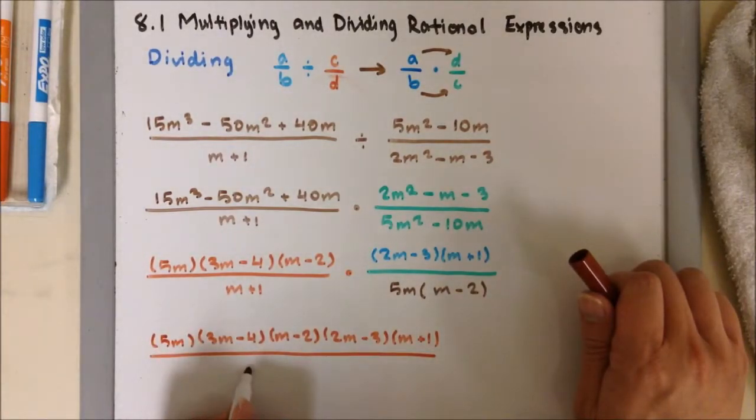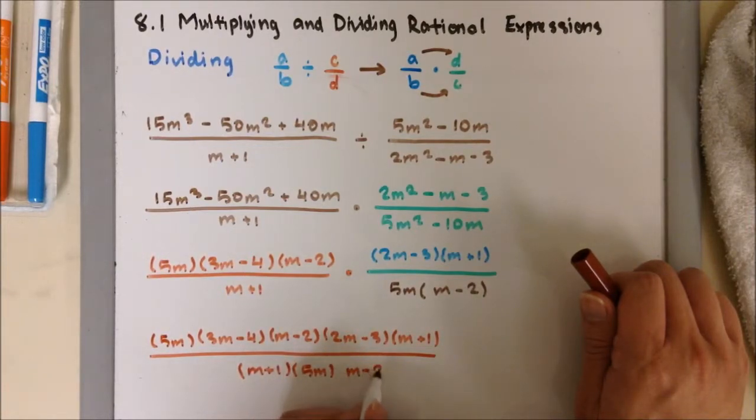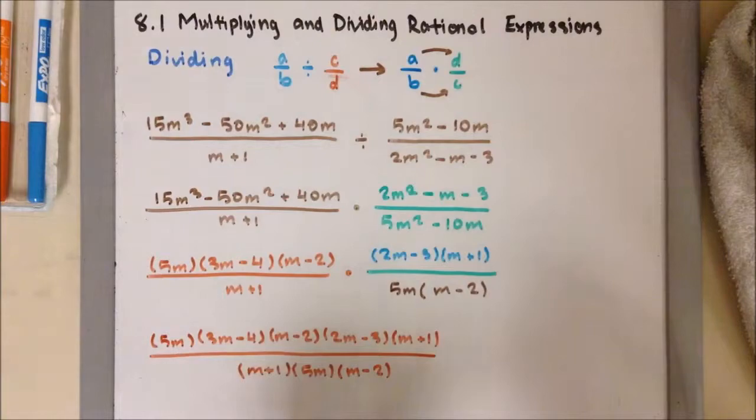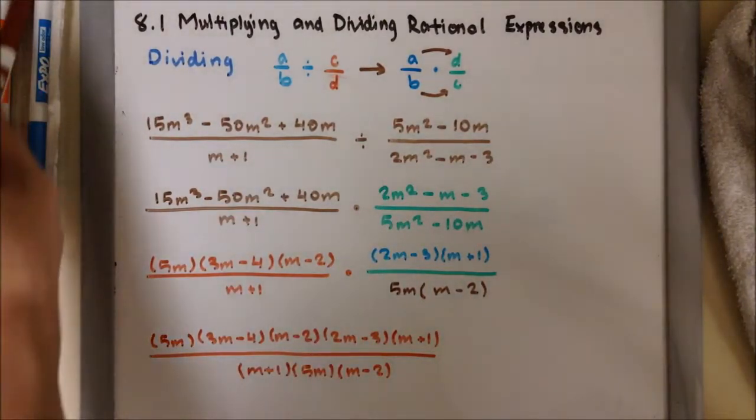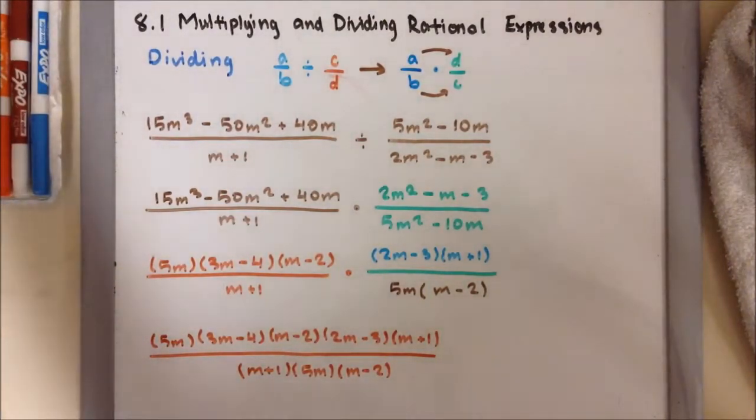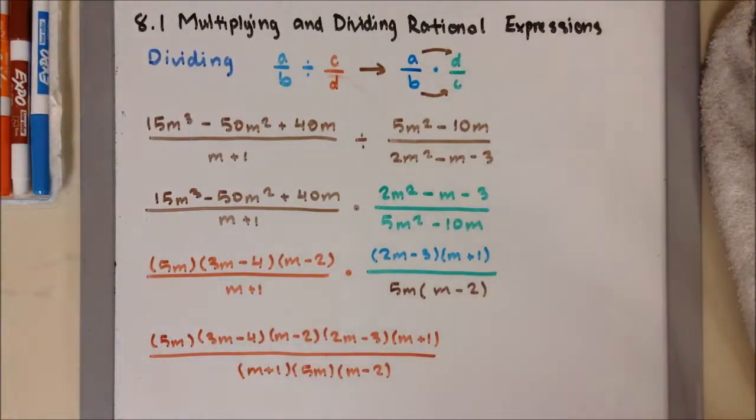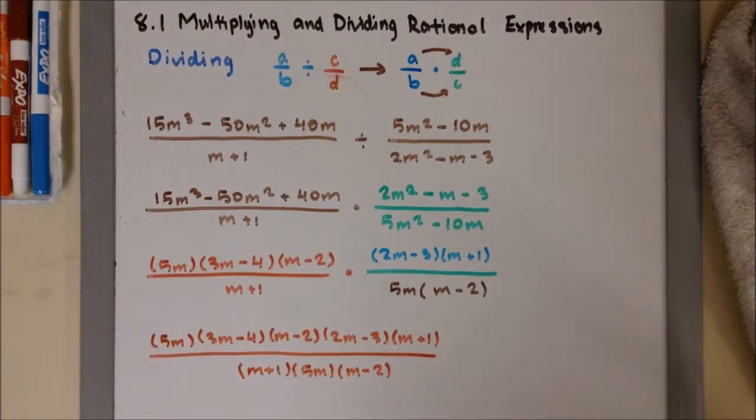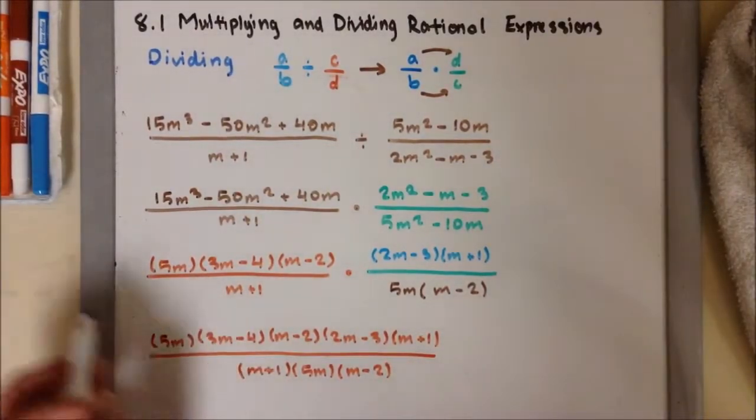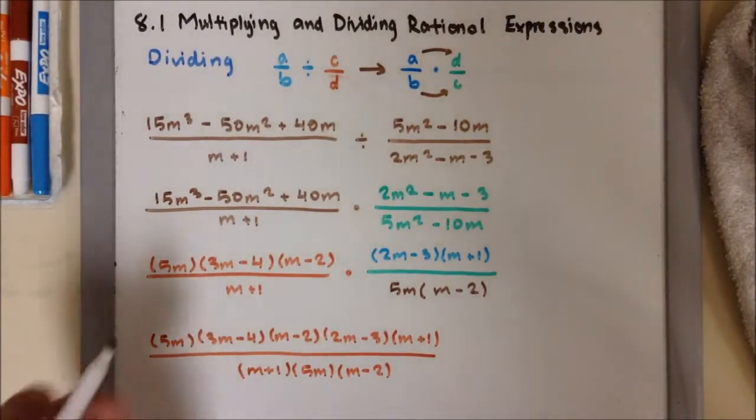First I have m plus 1 in parentheses times 5m and m minus 2. Alright, so let's simplify, meaning I'm going to divide common factors. Anything that you divide will become 1. So when we're dividing common factors, again, it will become 1. We're just going to simplify.